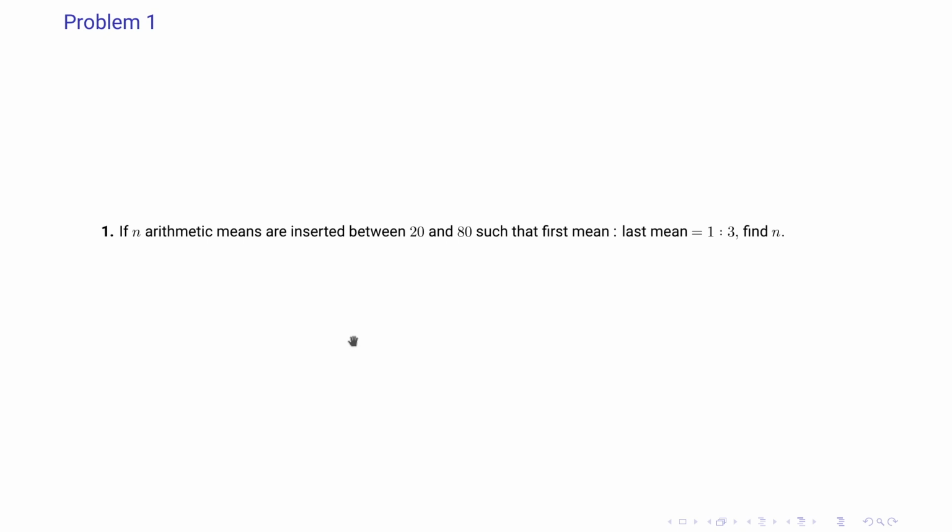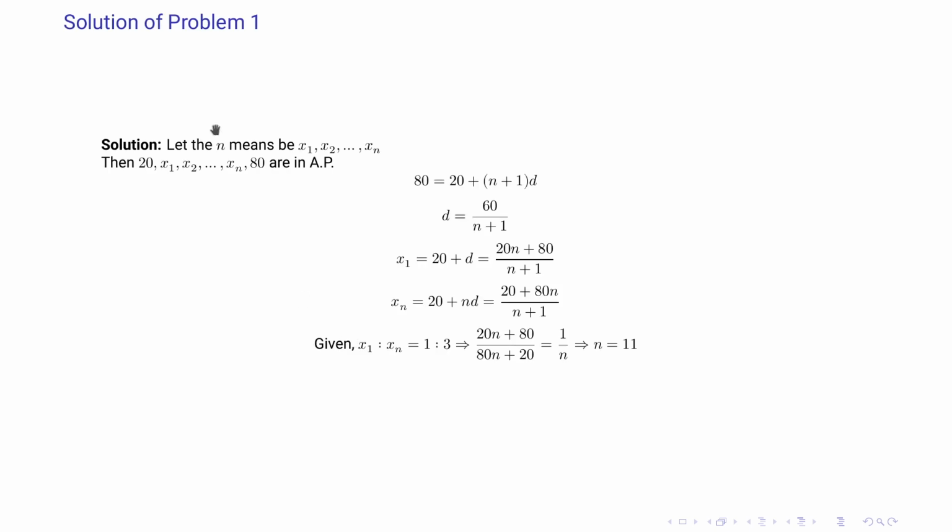Problem number 1 says that if n arithmetic means are inserted between 20 and 80 such that the first mean is to the last mean is equal to 1 is to 3, find n. So we let the n means be x1, x2 up to xn. So there will be 20, x1, x2 up to xn, 80. These will be in AP.